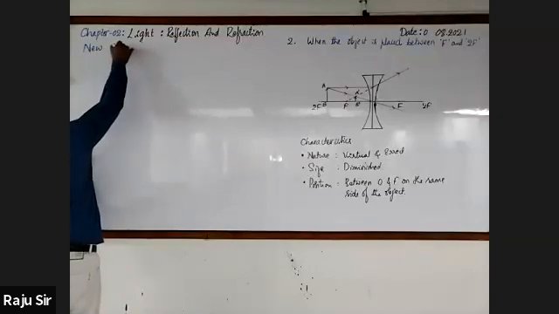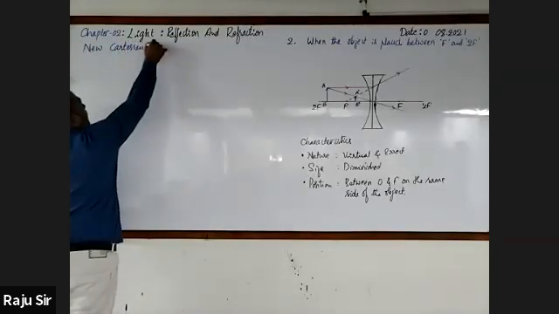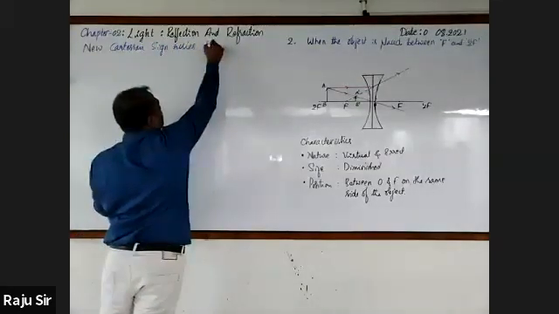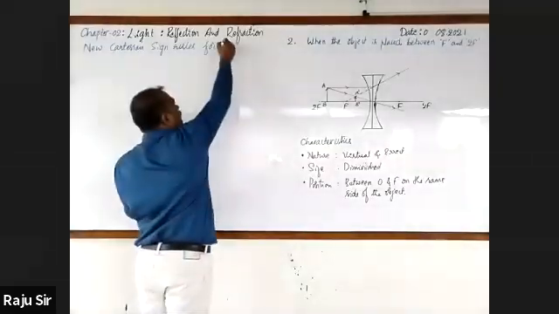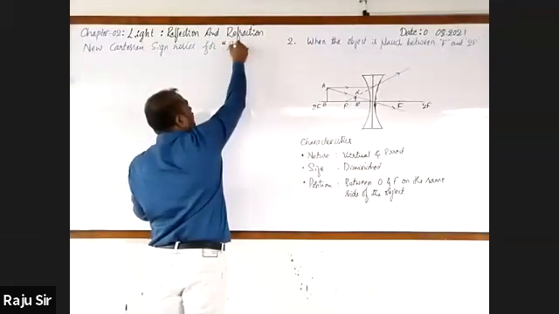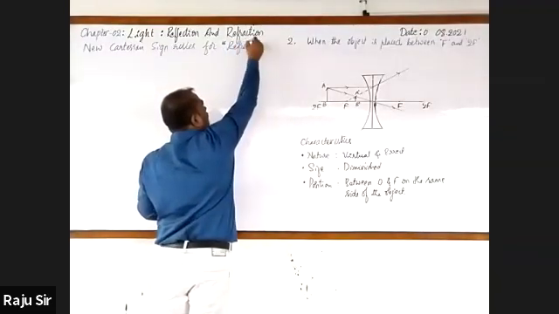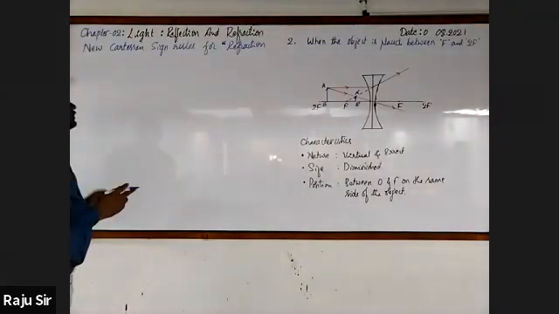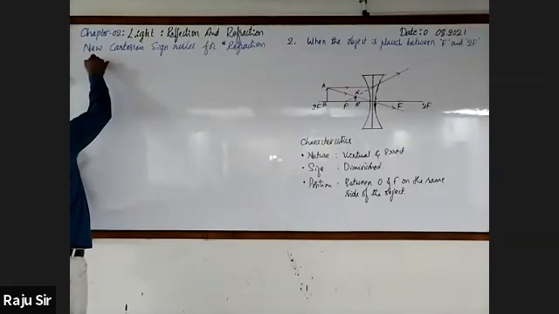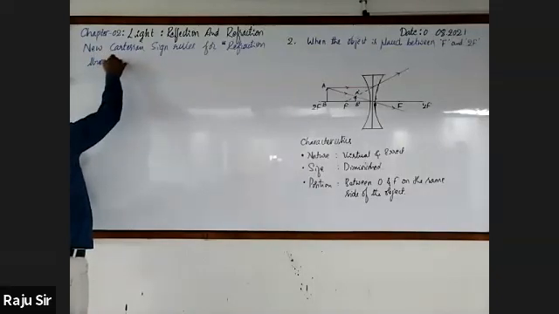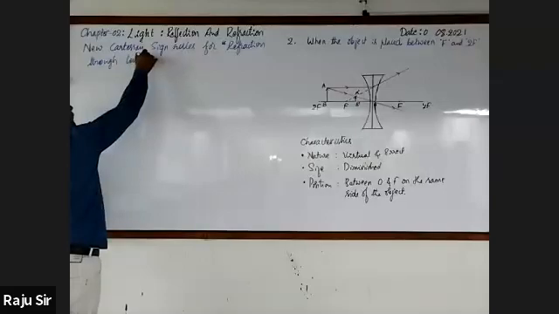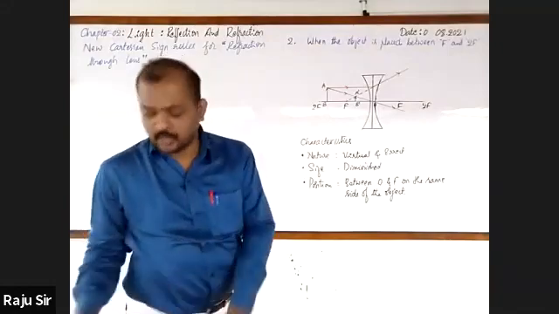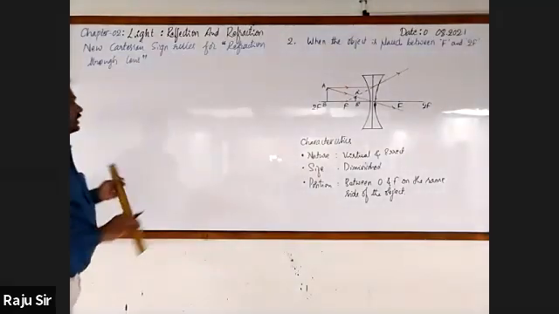New Cartesian sign rules for refraction or reflection? Refraction. Refraction through mirror or lens? Lens, sir. Refraction through lens. Here you have to draw both convex and concave.